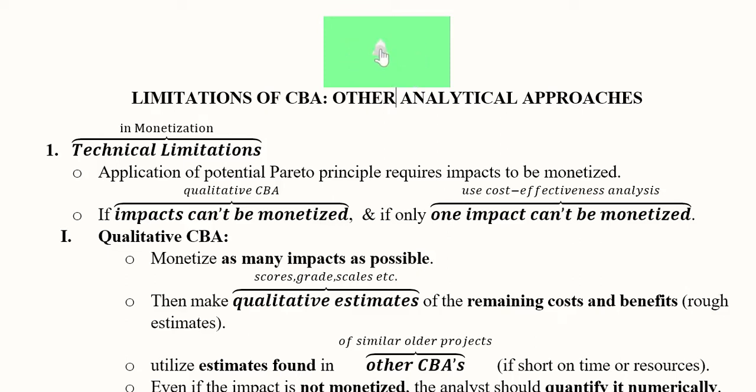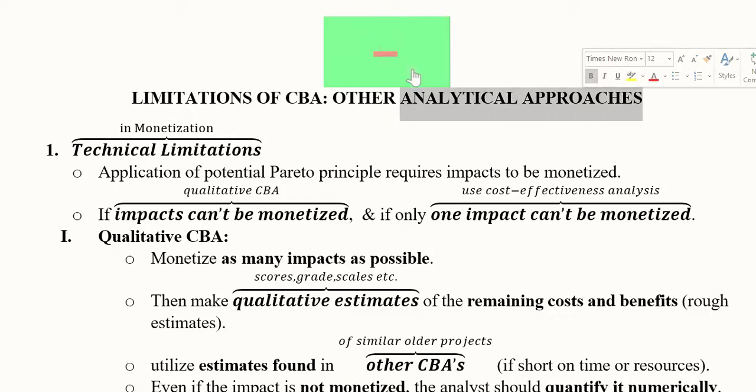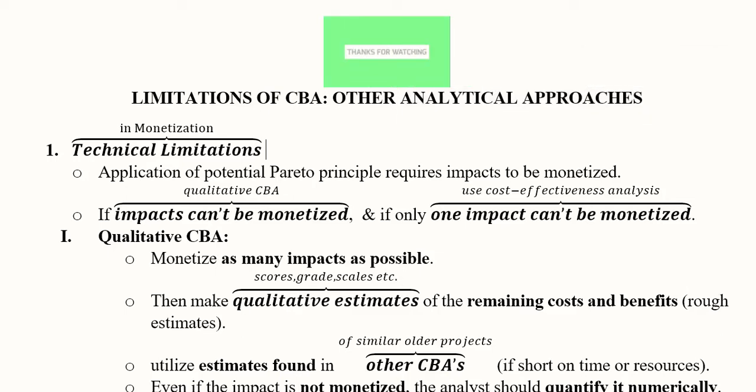Hi there. After understanding the bureaucratic and political lenses or perspectives, we are going to talk about various limitations of CBA and hence the solutions to those limitations. These are also known as the other analytical approaches, which are alternatives to the CBA. The first problem that we face, due to which there are limitations, is the technical side. So there are technical limitations, and these are when it comes to monetization.